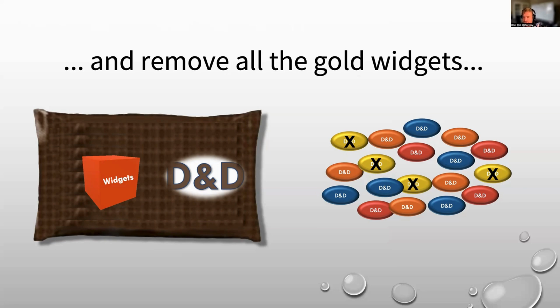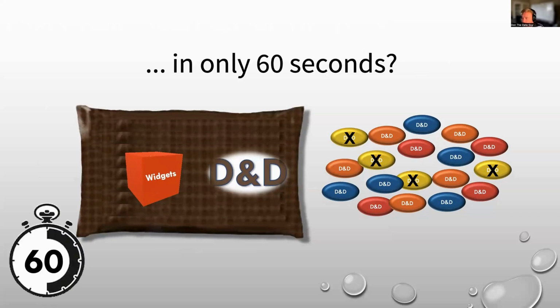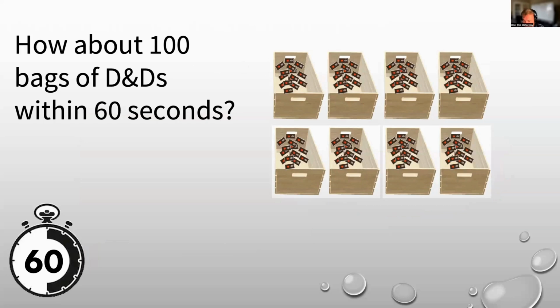But how about if we had to do that, say, in 60 seconds, and perhaps we have millions of bags and billions of gold widgets? Well, that's where a platform like Spark comes in extremely helpful, because what Spark is able to effectively do is very quickly divide this work up into smaller, more manageable parts, distribute that across a cluster, and get your work done in parallel. So, of course, we will take that challenge of removing all gold widgets. We'll try to do so in 60 seconds, and we'll assume that we have a lot of widgets. For example, we perhaps have 100 different bags of D&Ds, and they're in crates out there waiting to be processed. How can we solve this problem?